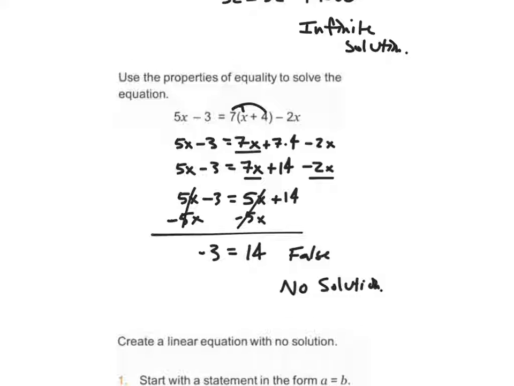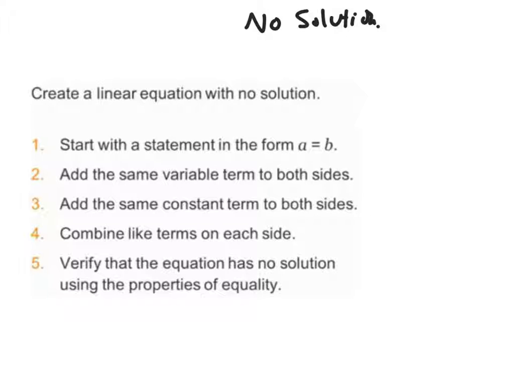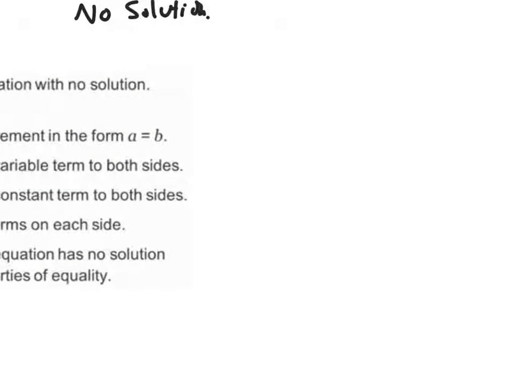Okay, one last problem. We want to create a linear equation with no solution. So we're going to start with a statement in the form of a equals b, and this is a false statement. So watch what I'm going to do. I'm going to say that 4 is equal to 6. That's a false statement.